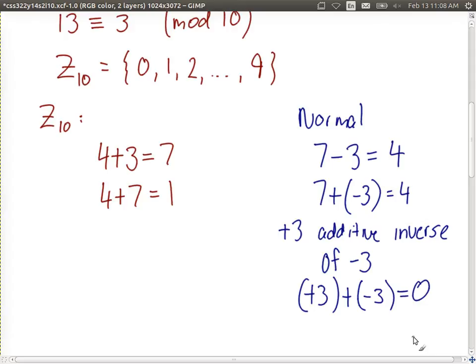But in fact, the same applies in modular arithmetic. Subtraction is just the addition of the additive inverse, and then we mod by n. What's the additive inverse of 5? Minus 5 in normal arithmetic. Okay, it's the negative. That's easy. Now let's convert back to modular arithmetic. And in Z10, in our example, what's the additive inverse of 3 in modular arithmetic, in mod 10?